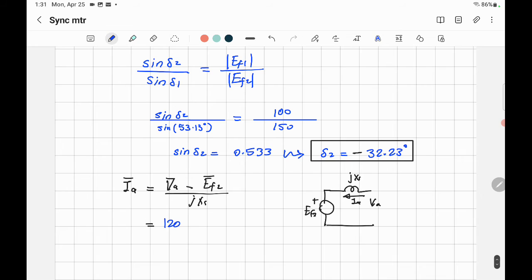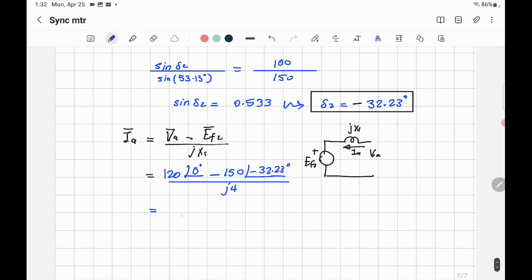So equal to 120 on angle 0 minus EF2. EF2, it's 150. And the angle is negative 32.23. And the reactance, it's equal to 4 ohm. And we get the armature current, magnitude and angle, that's equal to 20 and angle 4.92. So that's IA in the second case.